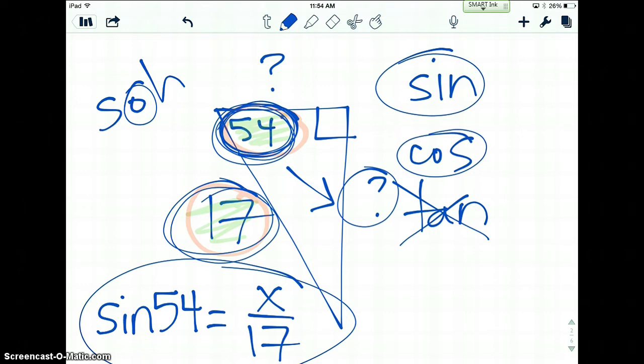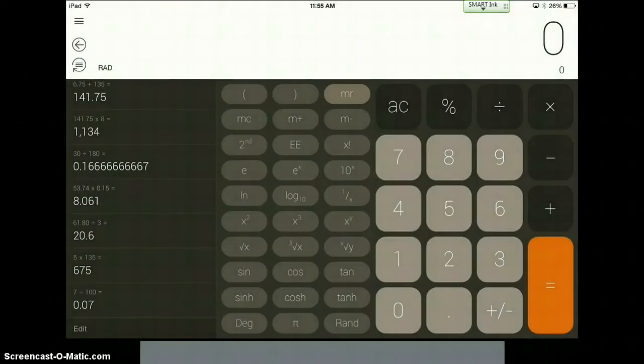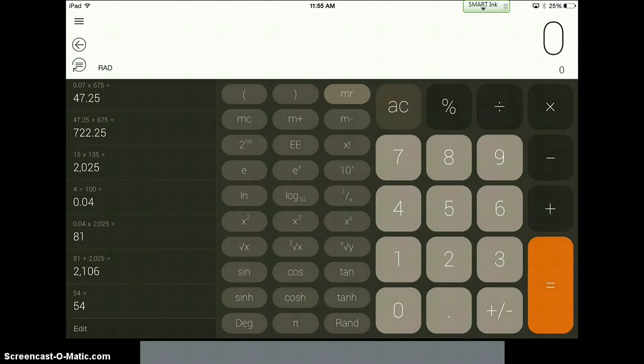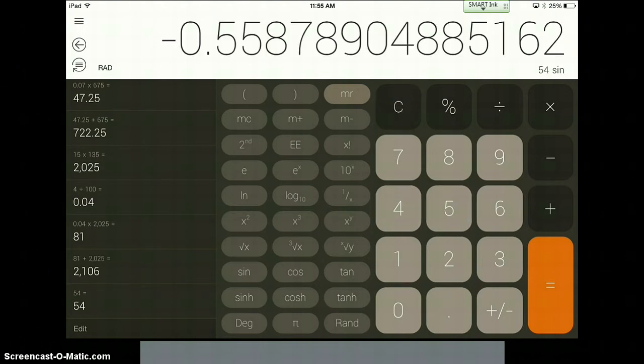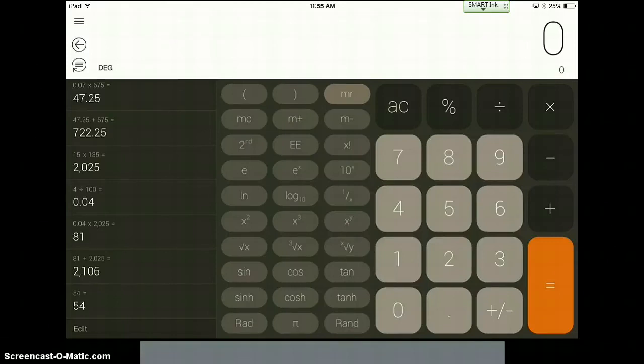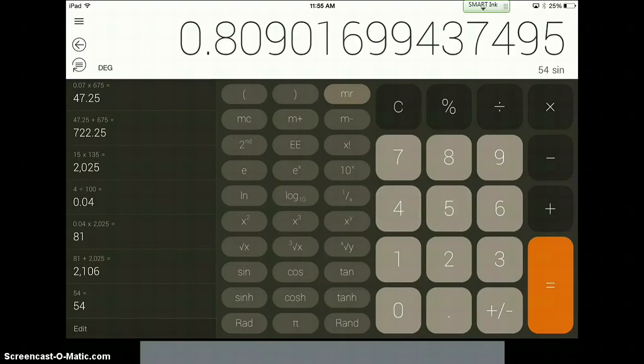So to solve for this, I'm going to have to make use of my calculator. I'm going to have to punch in sine of 54 degrees. So I'm going to go to my calculator. I'm going to make sure my calculator is in degree mode. I have to figure out how to do this on this calculator. I don't know how to get to the mode on this calculator. Degrees. Okay, there. It's in degrees. So I'm going to go sine of 54 degrees. And there's my number. It's gross.